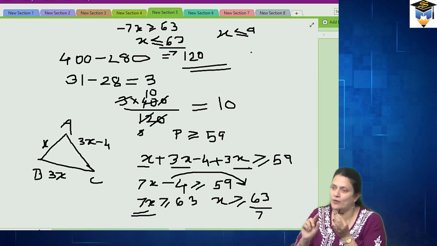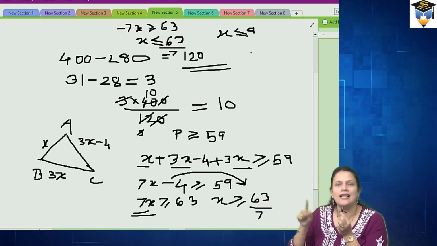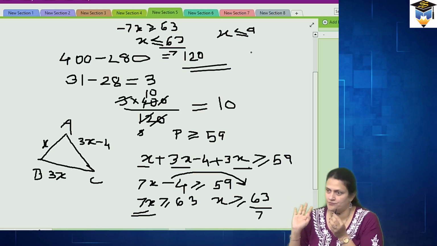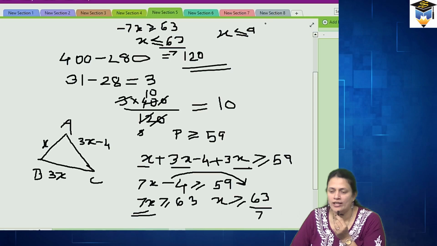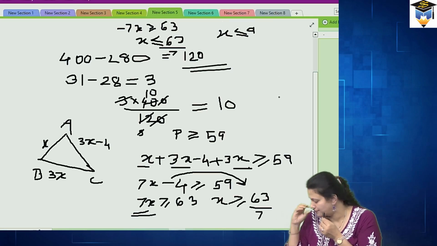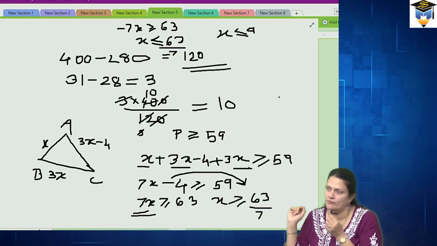This is called an inequation. Why? Because the equal to sign is not there in between. It is greater than or equal to sign. Understood? Okay. So what did we find out? We found out the value of x, which is greater than or equal to 9. So option D is the correct option. Understood?